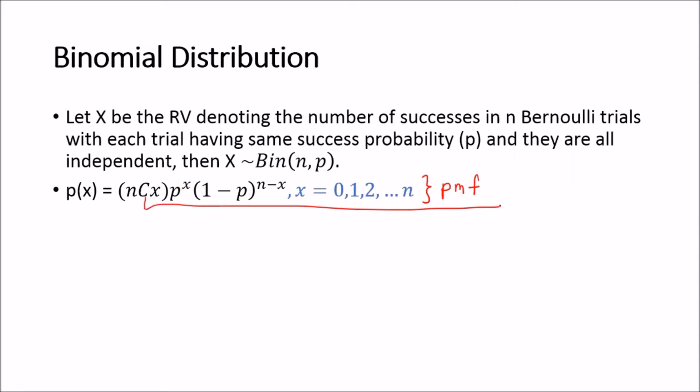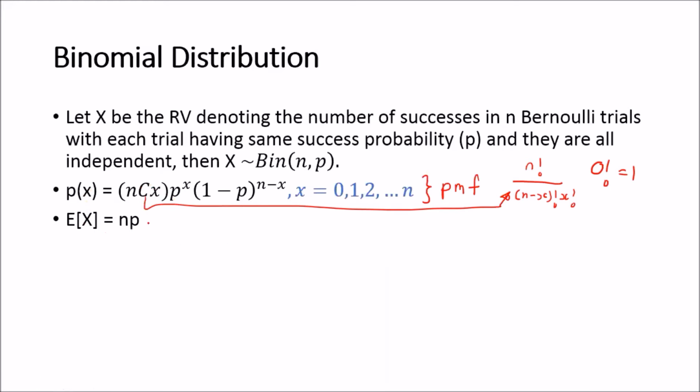The C is simply a combination, the statistical idea of combinations, and its formula is n factorial over n minus x factorial times x factorial. And this is what combinations are for. And just as a reminder, 0 factorial is also equal to 1. So this is the probability mass function of the binomial distribution.